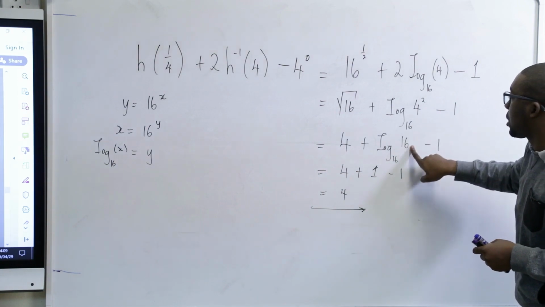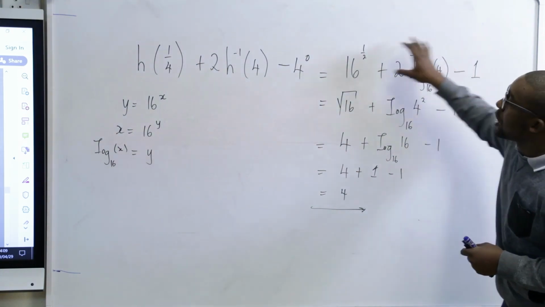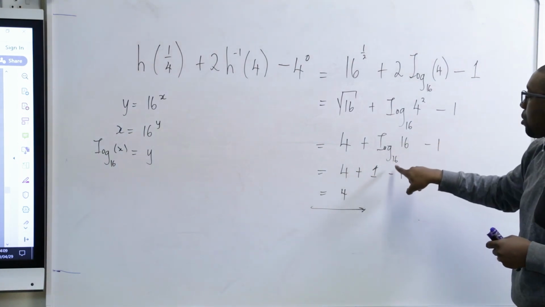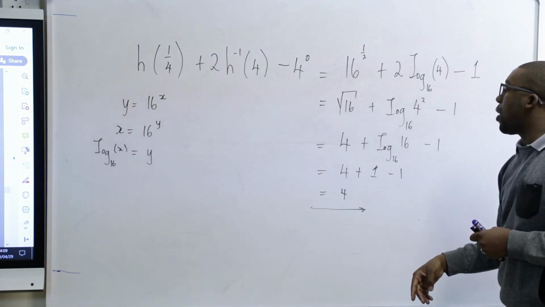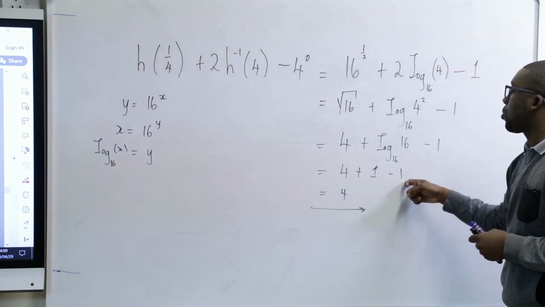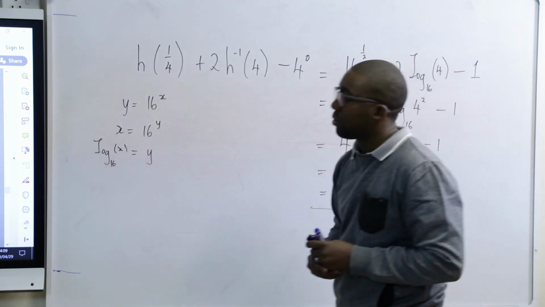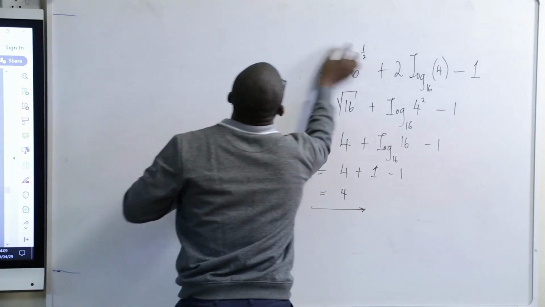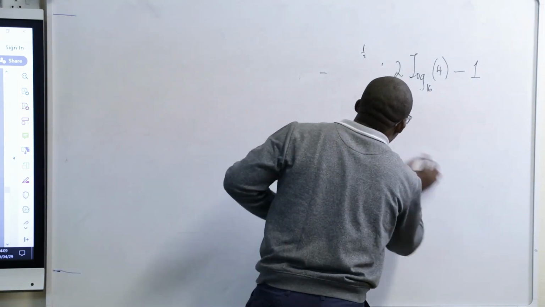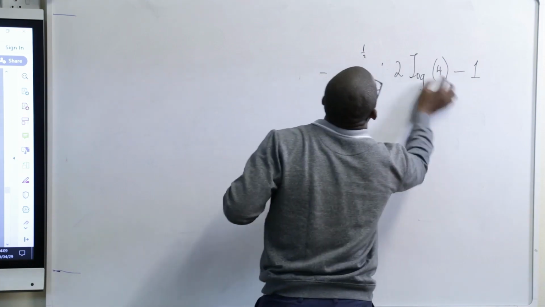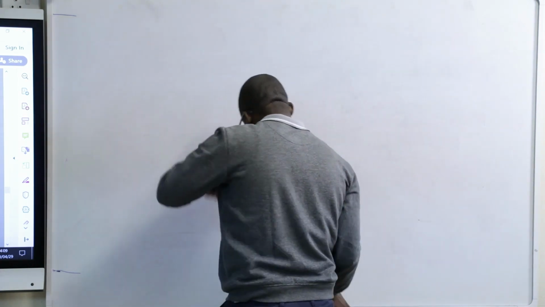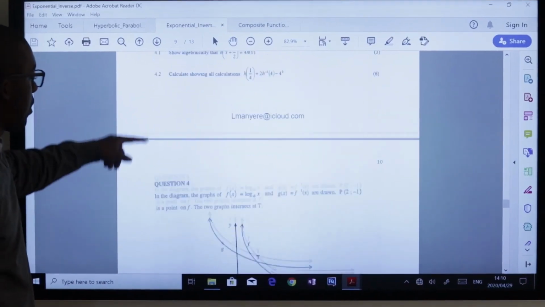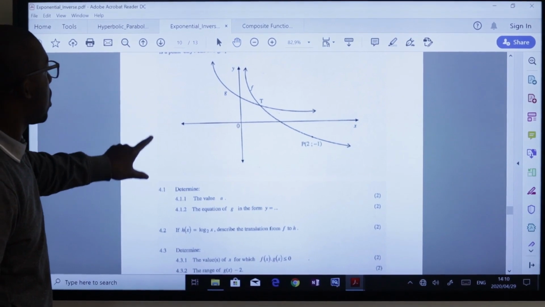4 squared becomes 16. 4 to the 0 is just 1. So log of 16 to base 16 is 1. So now I have 4 plus 1 minus 1. That's just 4. Now let's get to the second type of question. Let's do this question right here.